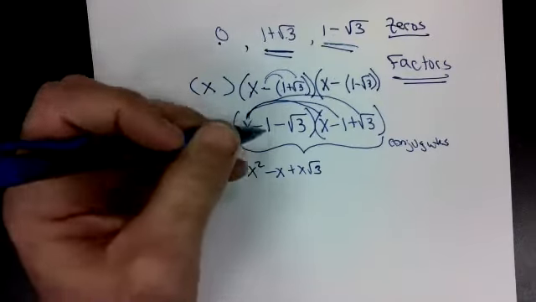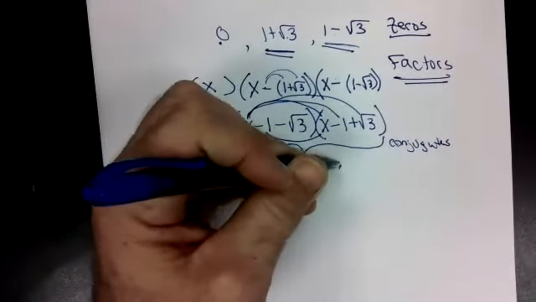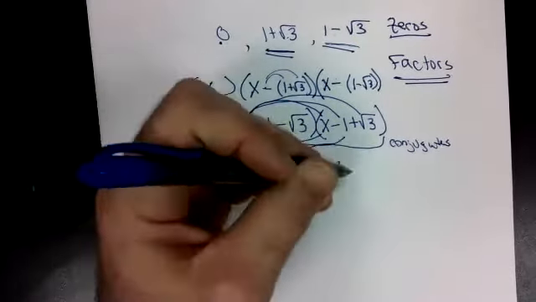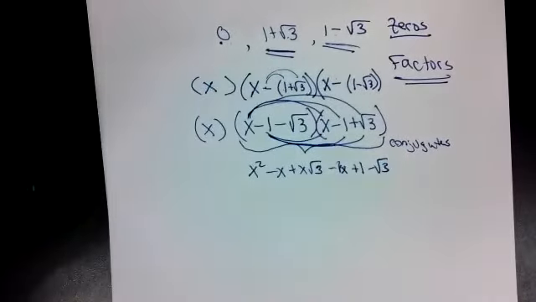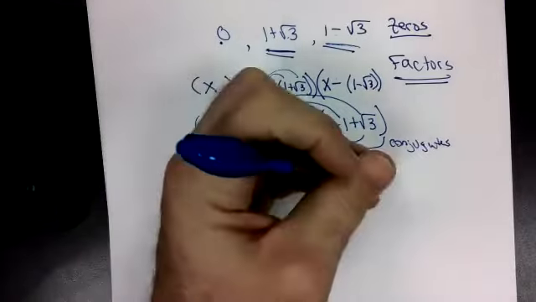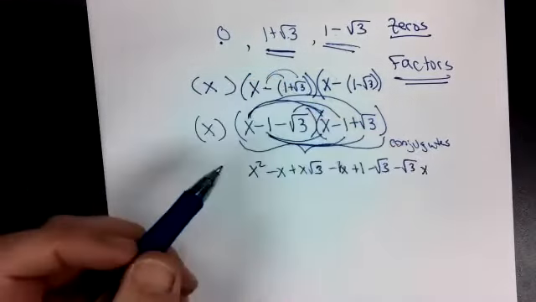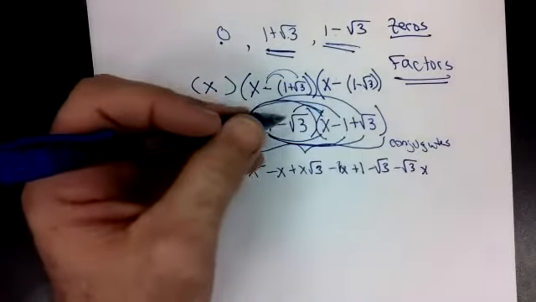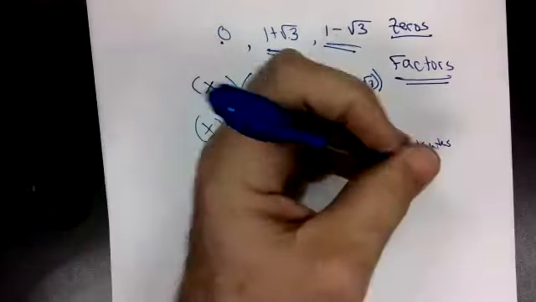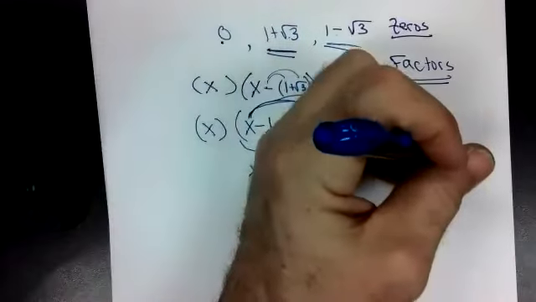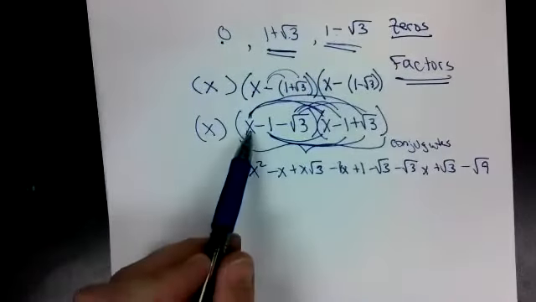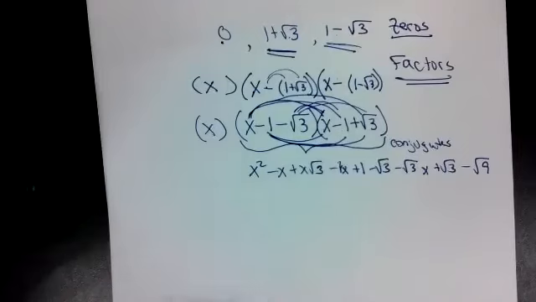Okay, if I multiply this negative 1 here, I get negative 1x, positive 1, and negative root 3. And if I multiply this, I get negative root 3x, or negative x root 3. I get positive root 3. And I get negative root 9. So again, that was all the distributions.